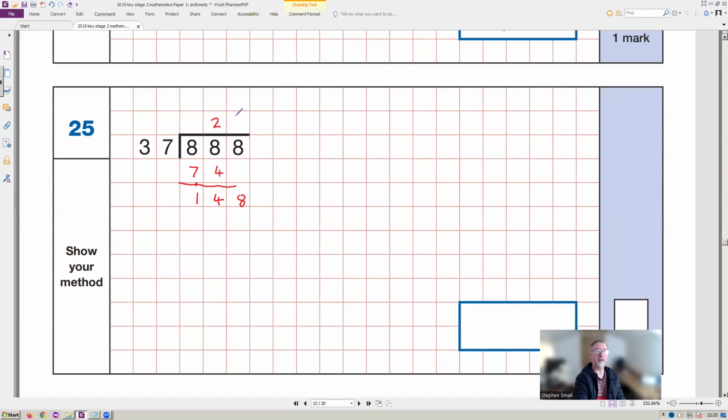So I'm going to put 4 up there and see what happens. 4 7s are 28. 4 3s are 12, and 2 is 14. Yeah. So there's nothing remaining. When you get to 0, you take that from that, and you've got nothing. You know it's gone in exactly. So 37 into 888 is 24.